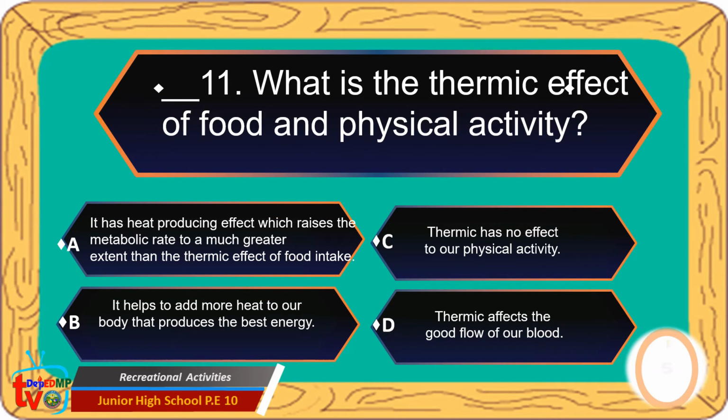What is the thermic effect of food and physical activity? A. It has heat-producing effect which raises the metabolic rate to a much greater extent than the thermic effect of food intake. B. It helps to add more heat to our body that produces the best energy. C. Thermic has no effect to our physical activity. D. Thermic affects the good flow of our blood.